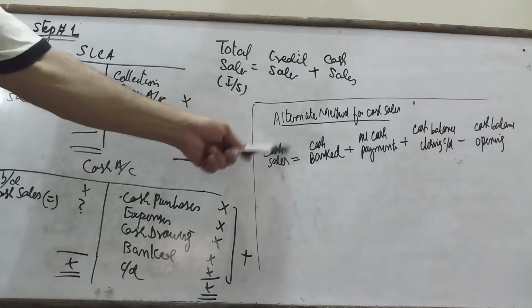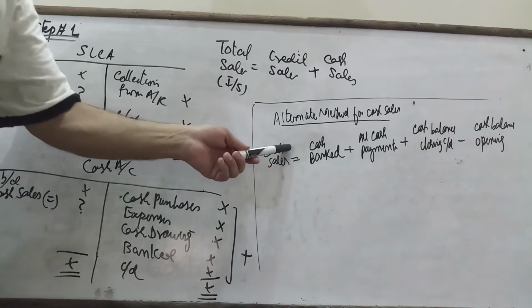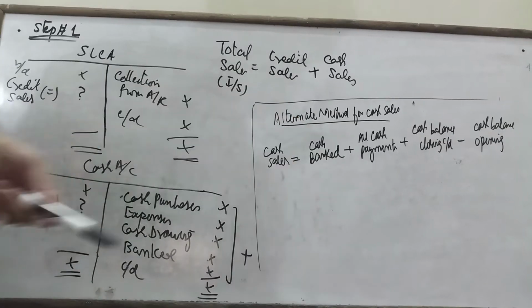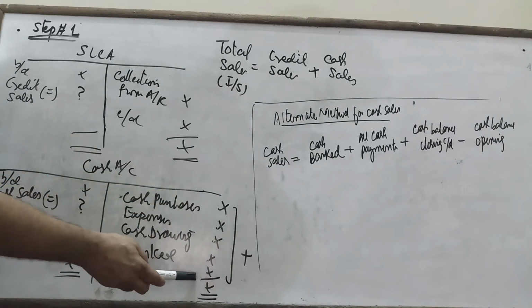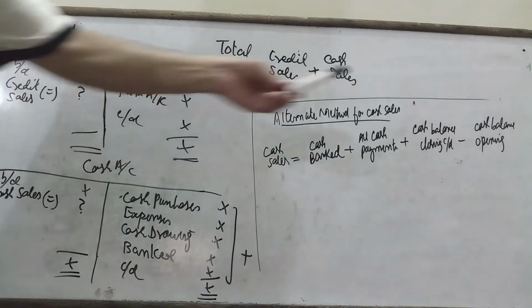Or you can draw it this way as well. This is itself a T account, but we have made the T account in the horizontal format. Cash banked, all cash payments. I've added the closing balance of cash, and I have subtracted the opening balance of cash.